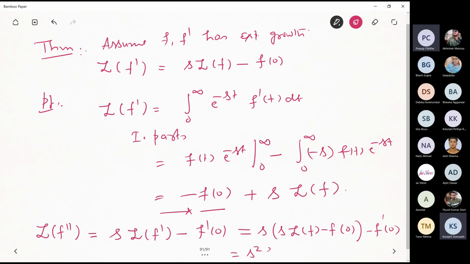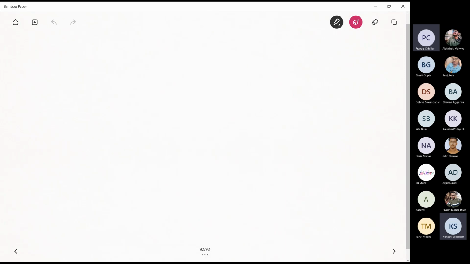So that turns out to be s square into L of f minus s into f(0) minus f prime(0). So you have a formula which transforms the derivatives of the function f into multiplication by a polynomial. Okay. So these are some of the things that we can use for finding some transformations easily, and also use it for solving differential equations. So let us see how it is going to be useful.